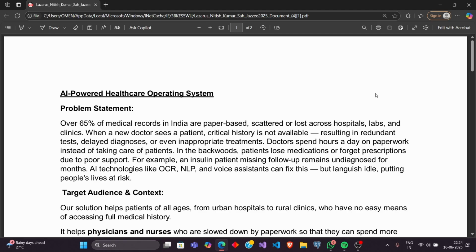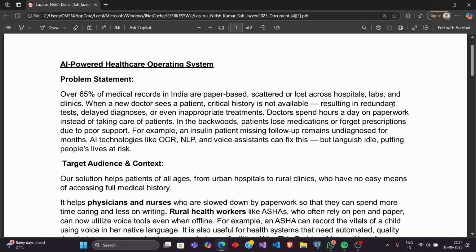Now, let's focus on the problem statement. Over 65% of medical records in India are paper based. They're scattered, they're lost across hospitals. And when the records are very manual, which means that people are manually writing all those records and prescriptions, it's highly prone to human errors. Doctors spend hours of a day on paperwork instead of taking care of patients, which they should actually do. And on top of it, we do have AI technology like OCR, NLP, voice assistants, and they can fix it. But when they are not properly managed, they can put people's lives at risk.